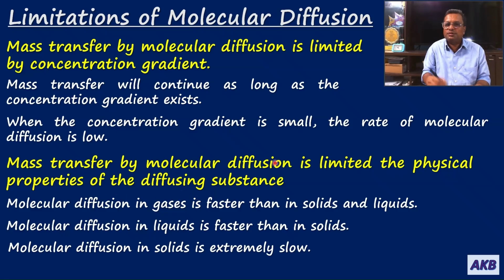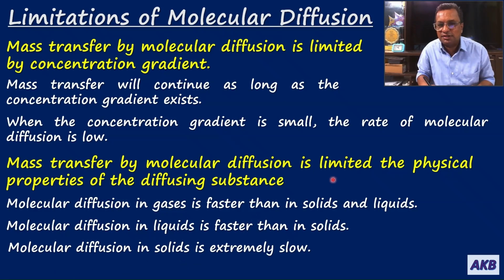If the diffusing substance is a gas, then molecular diffusion will be fast. If it is liquid, it will be slower than gas, but faster than in solids. And in the case of solids, mass transfer by molecular diffusion is extremely slow.